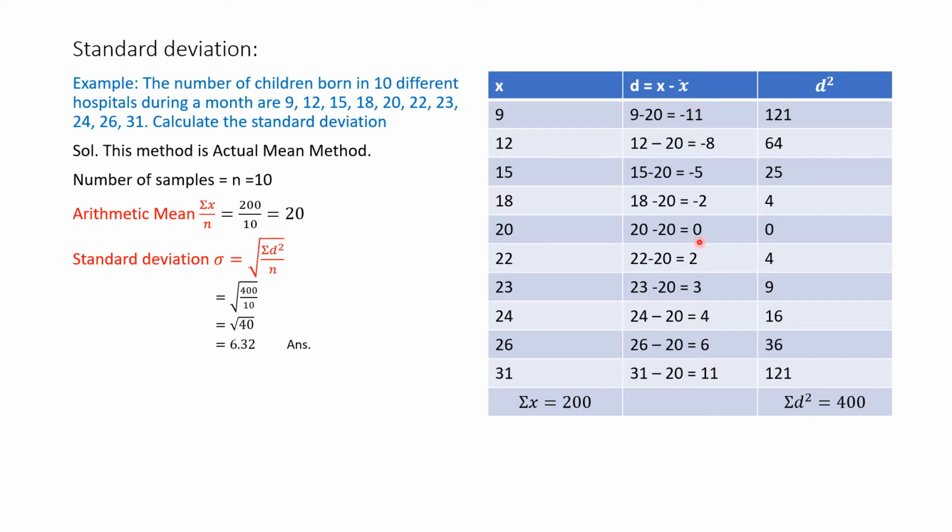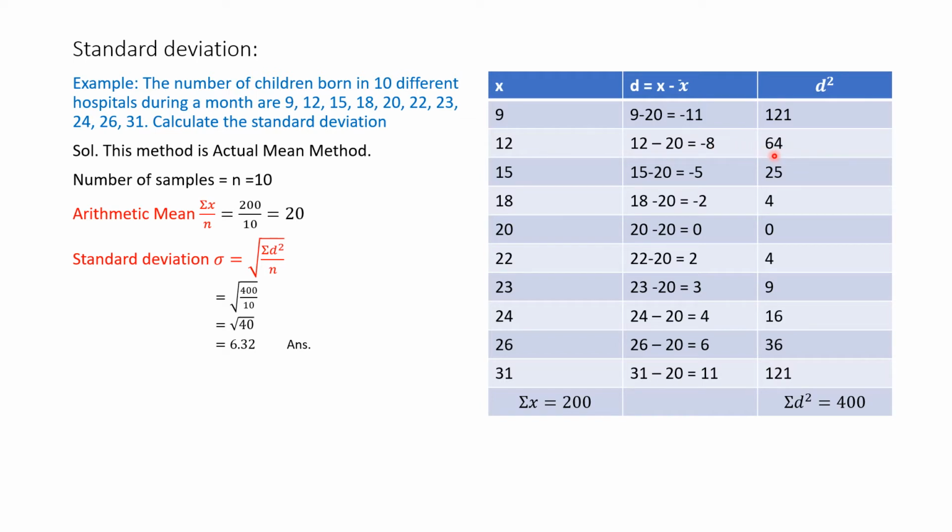The next step is to square this data. That is, minus 11 has to be squared. We have to find minus 11 square. That is 11 into 11 is 121. So minus into minus becomes plus. Similarly, minus 8 into minus 8 is 64. 8 into 8 is 64.